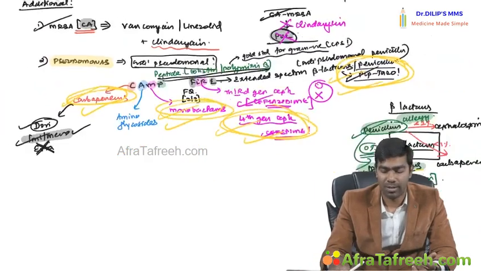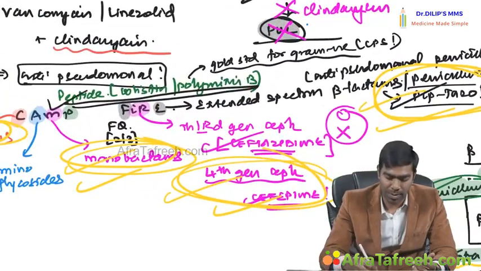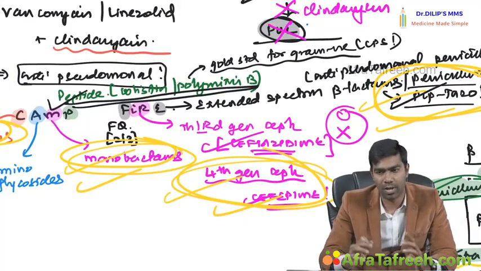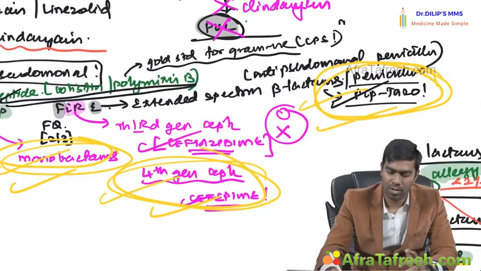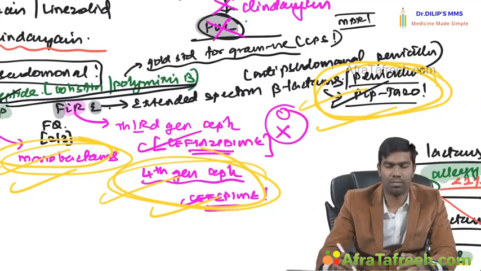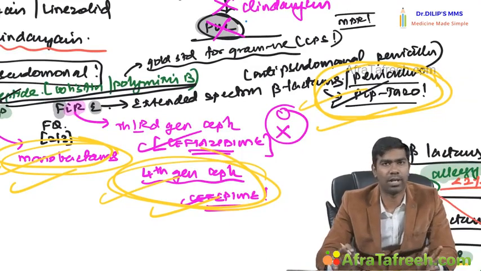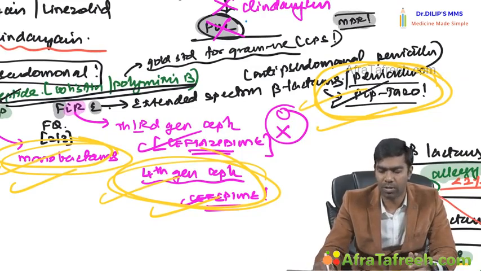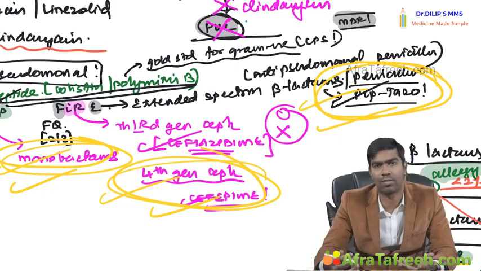But still, you should not use it as a first line, because these peptide antibiotics, colistin and polymyxin, are our last resort and should be reserved only for MDR organisms. Even though they can be used for any gram negative, they should be reserved only for MDR because we don't have any other options after this.